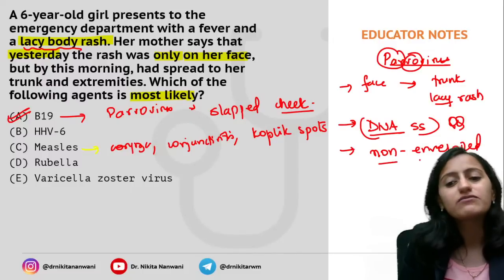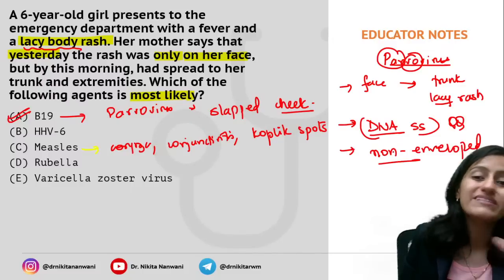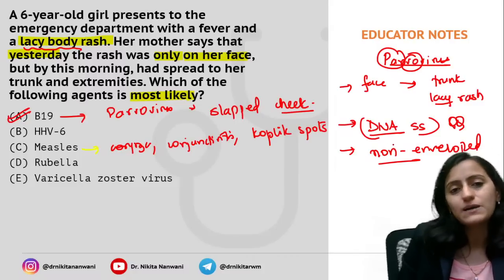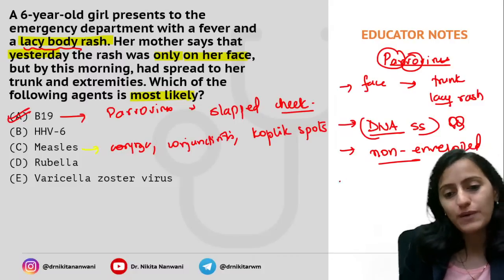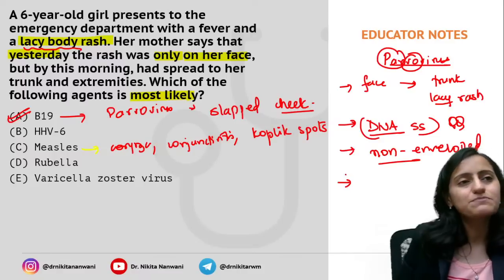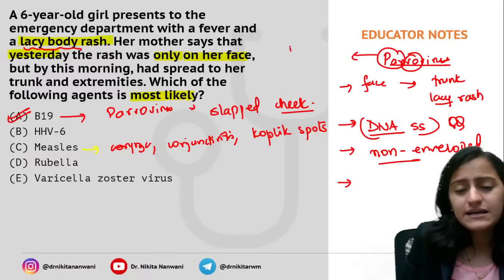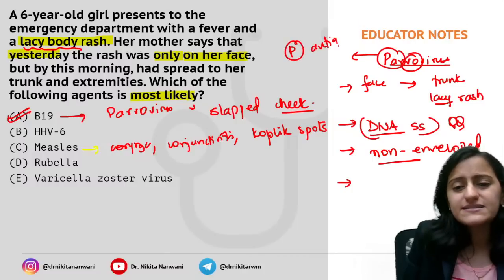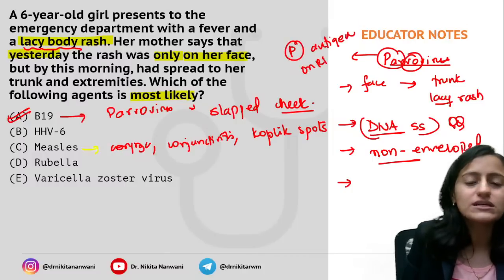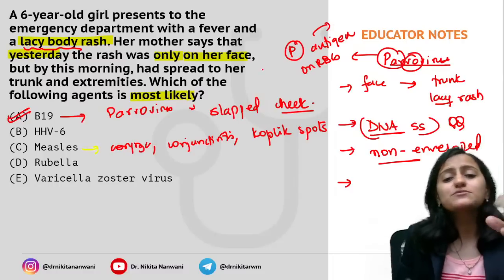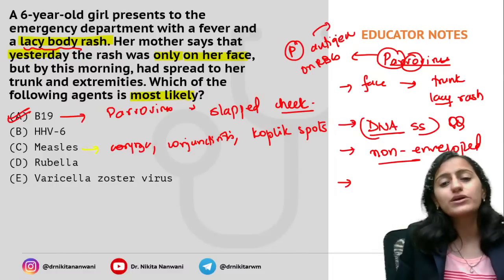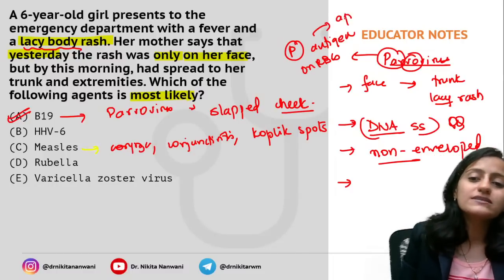So remember, Parvo is single-stranded, and Parvo is without envelope. It is a naked virus, a non-enveloped virus. What cells does it bind to? What is the receptor for Parvovirus? Remember P for P. That is the P antigen on the RBCs, and that is why it attacks the RBCs. So it causes what? It causes your aplastic crisis.